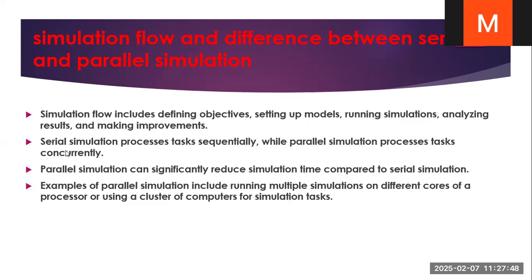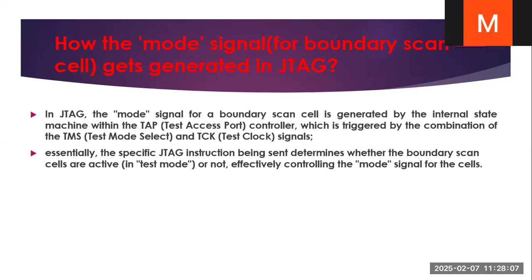In case of serial simulation, if your chain has 100 flops, for shift in we require 100 clock cycles. For shift out, we require 100 clock cycles, and for capturing, one clock cycle. In case of parallel simulation, shift in takes one clock cycle, capture one clock cycle, and shift out another clock cycle.